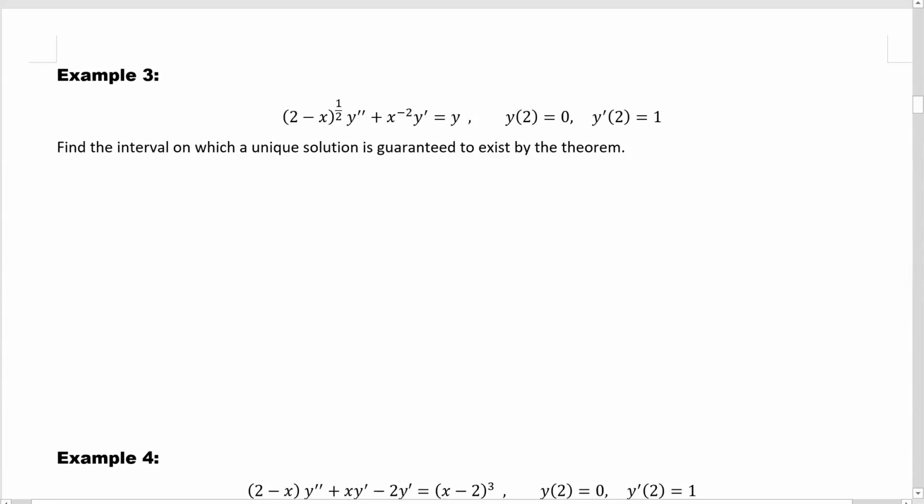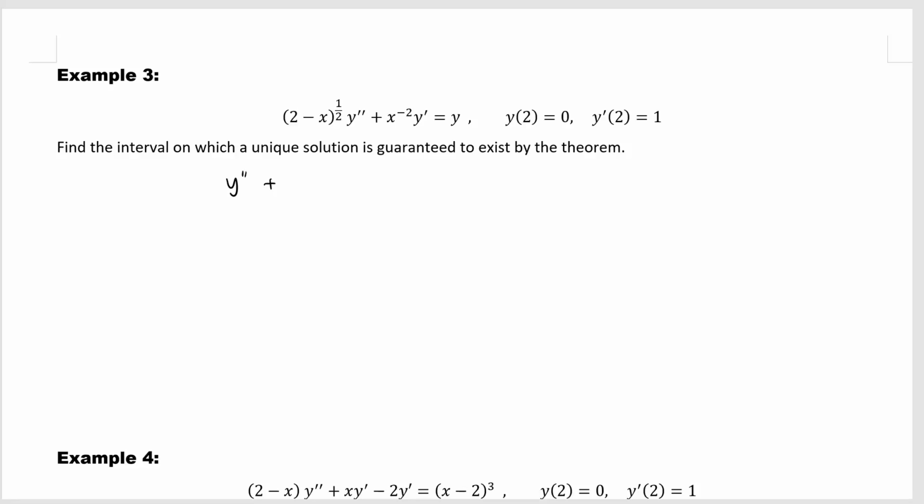Let's continue. So the next example, what is the first step? Well, are they in the standard form? Okay, maybe you can try to pause the video and try to work on it by yourself first, and then we continue to check our work.